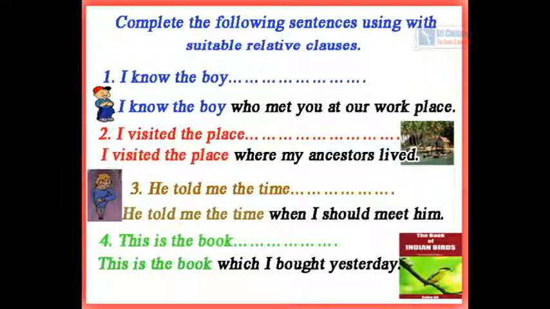Complete the following sentences using suitable relative clauses. I know the boy. I know the boy who met you at our workplace. I visited the place. I visited the place where my ancestors lived. He told me the time. He told me the time when I should meet him. This is the book. This is the book which I bought yesterday.